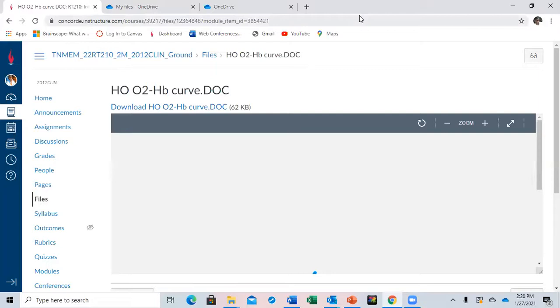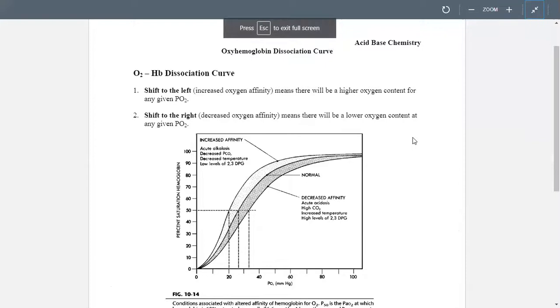All right, here's the curve. Oxygen hemoglobin or oxyhemoglobin dissociation curve. It's a curve showing the affinity for oxygen that hemoglobin has, the love for oxygen. And sometimes it loves it more, and sometimes it loves it less, okay? If it loves it more, it's going to pick up more. If it loves it less, it's going to let go or release more.